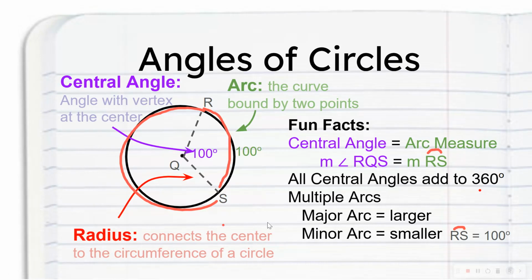If I went the other way, remembering that they all add up to 360, if I take 100 from 360, I get 260 degrees. So my major arc is 260 degrees. Again, you got to put a curve on top of it. If they don't say major or minor, they always mean minor, the fastest method.